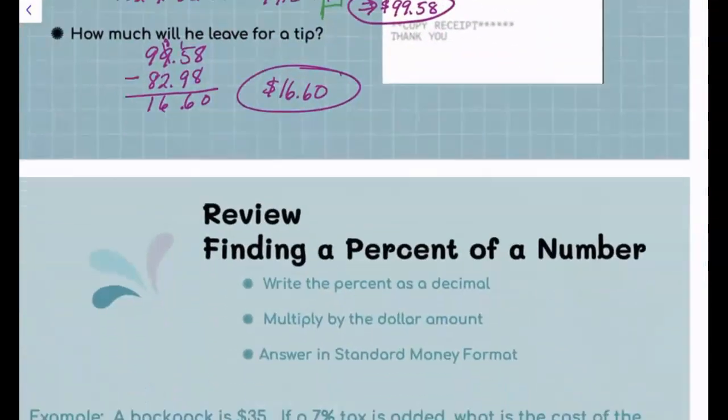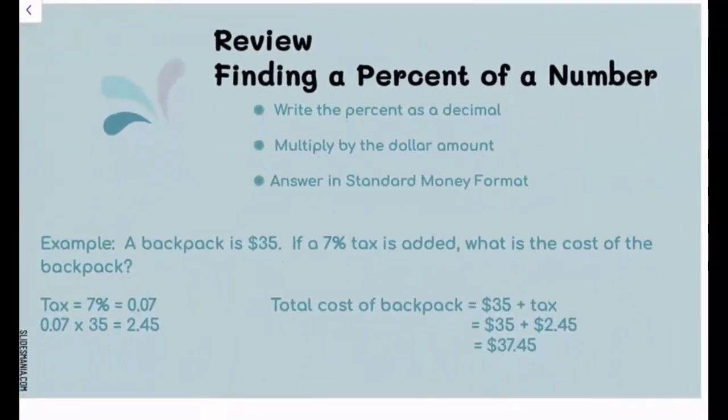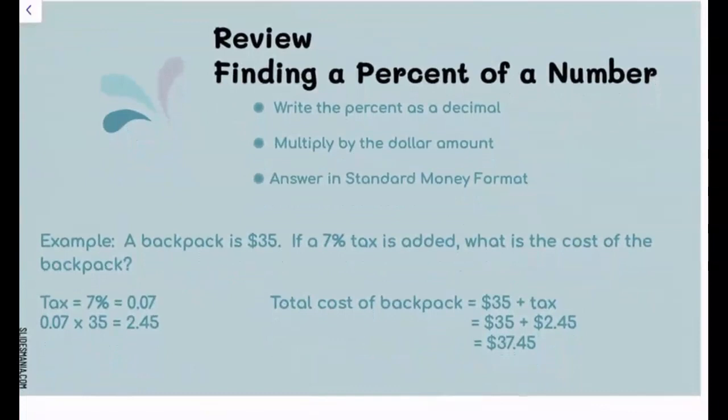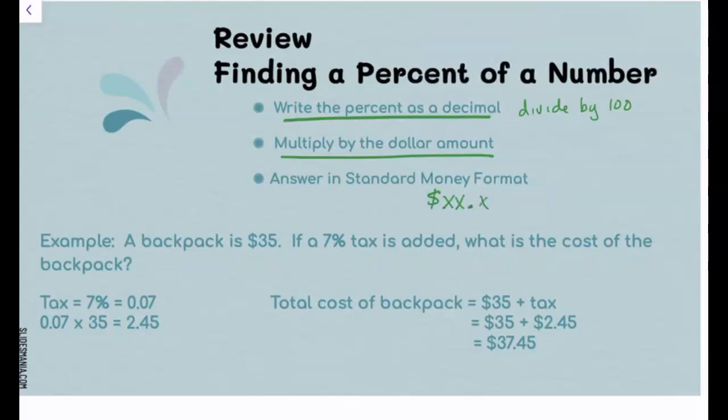All right. Here in your notes you will find finding a percent of a number. You write your percent as a decimal, divide by 100, or move your decimal point over twice to the left. Then you multiply by the dollar amount and you put it in standard money format and round when needed.